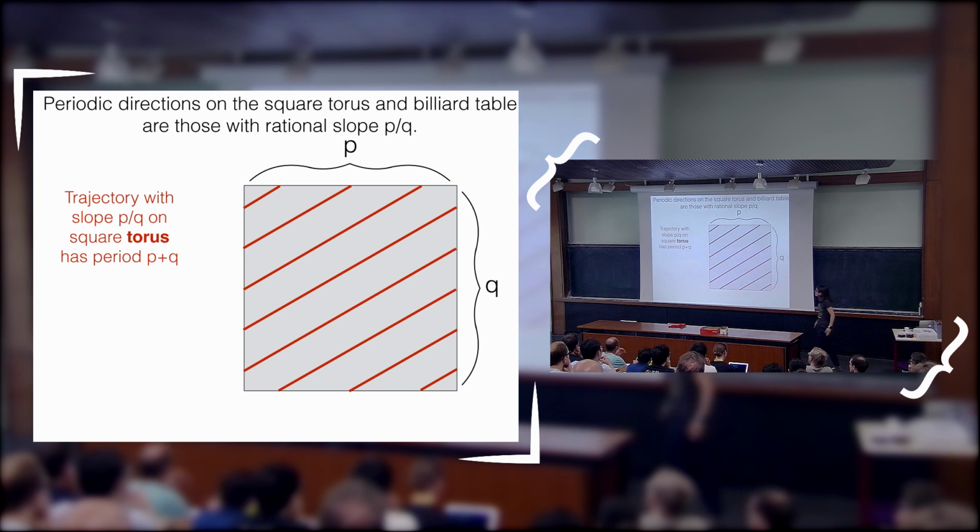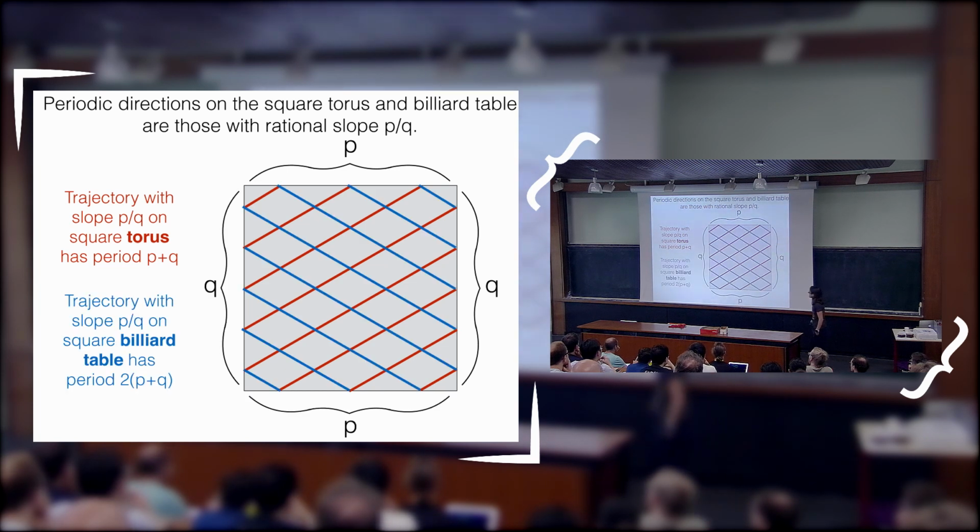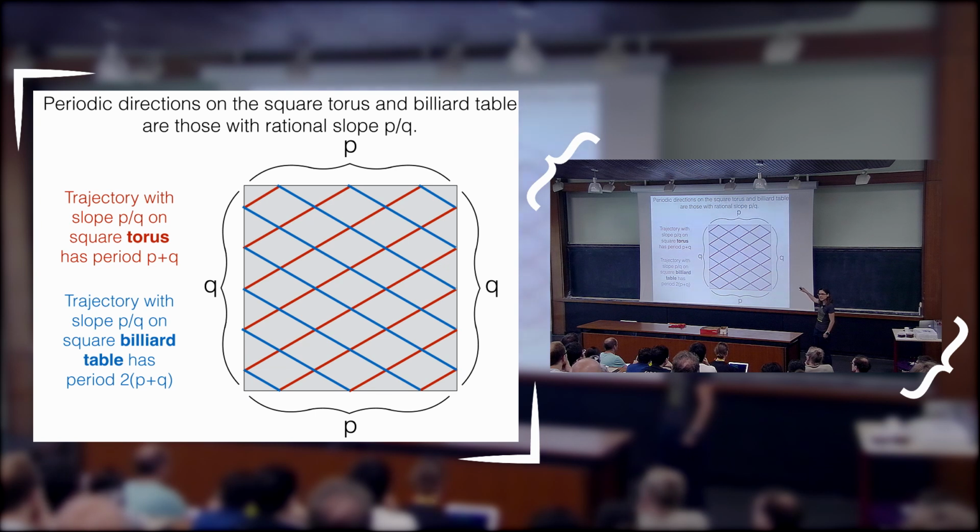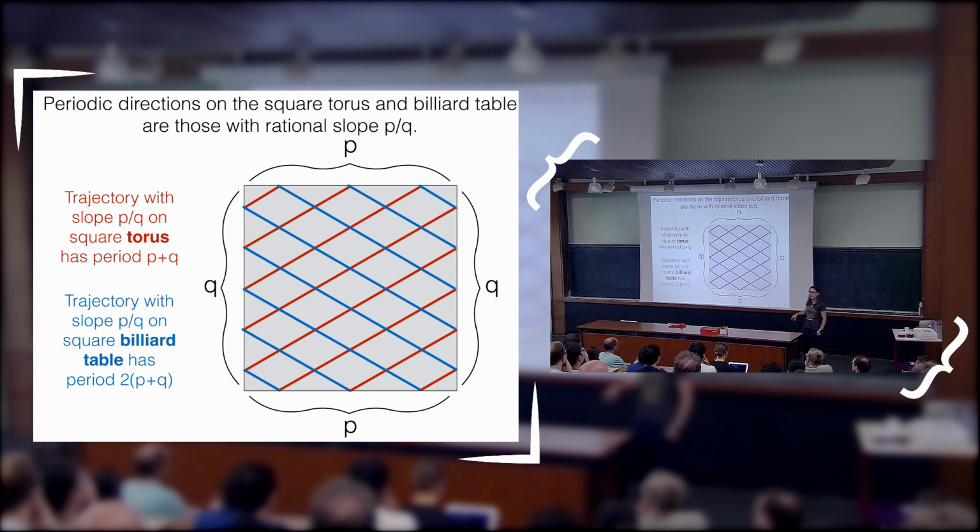Pretty good. Now, if we make this into a billiard table, everything sort of just doubles. And now every hit to all the sides is counted. So we have two times p plus q because we're counting all the sides. So the combinatorial period, which is the number of times the ball hits the sides, is just 2 times p plus q, as long as your fraction is in lowest terms.